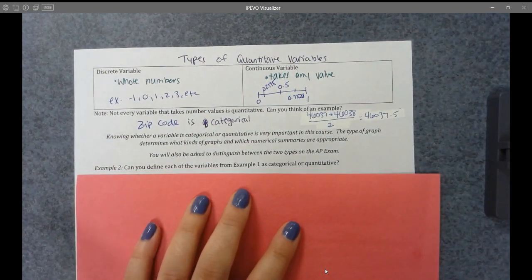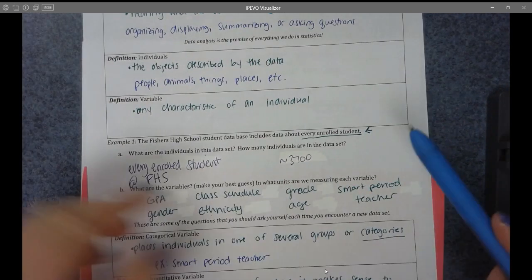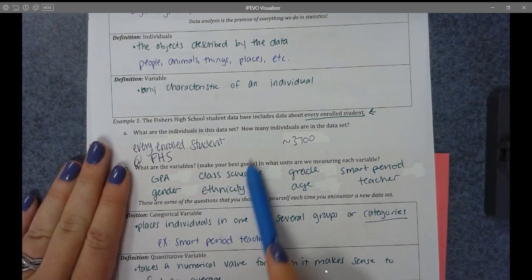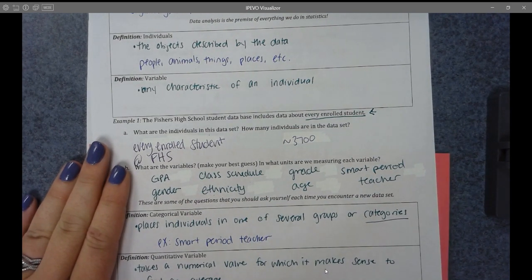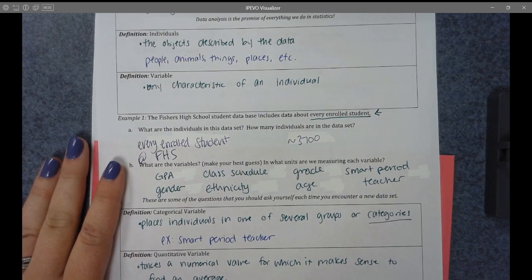Okay, so let's go back to example 1, which is this example over here. What we need to do is categorize each of the variables that you used as categorical or quantitative. So go ahead and pause the video and fill those in, and then we'll check our answers in a second.